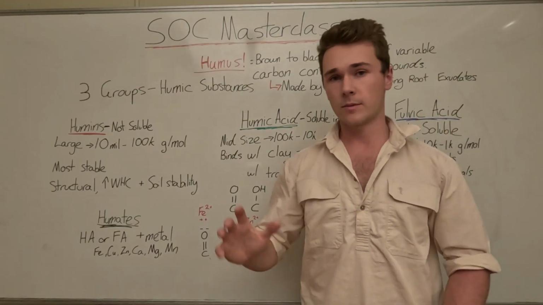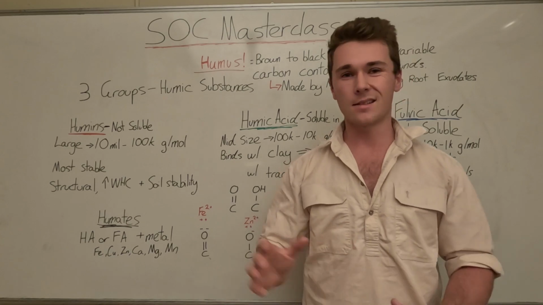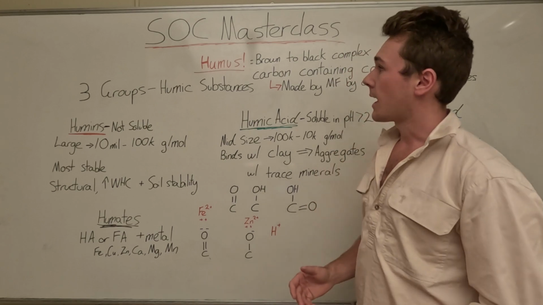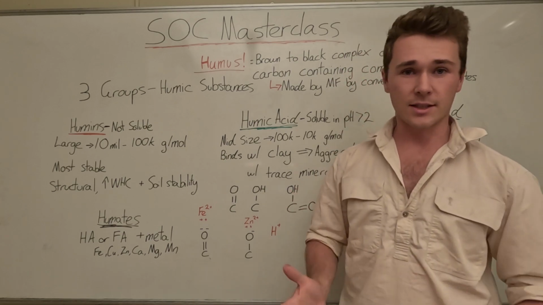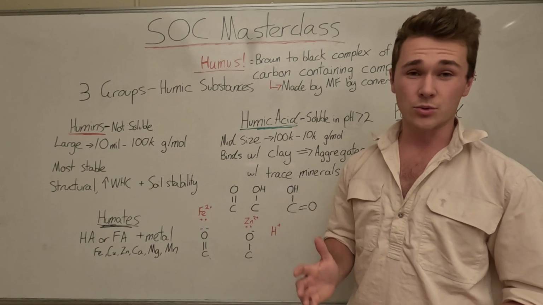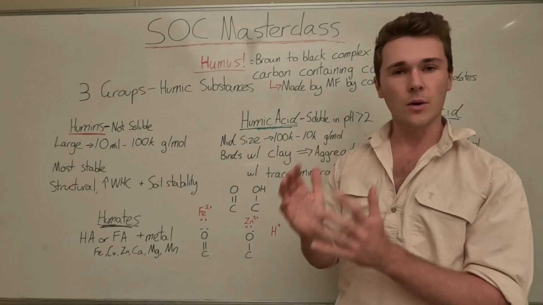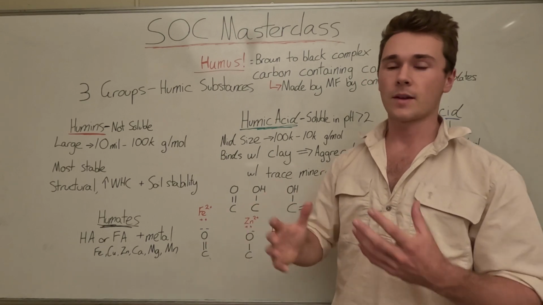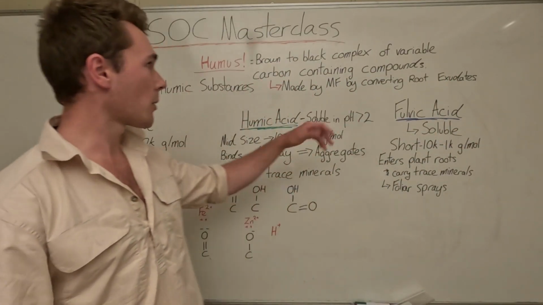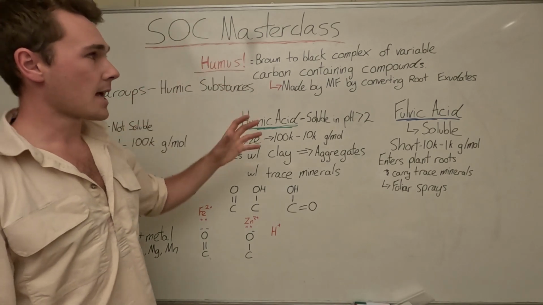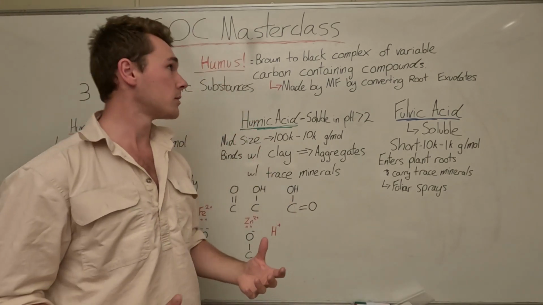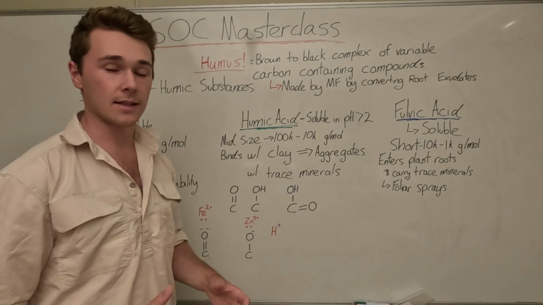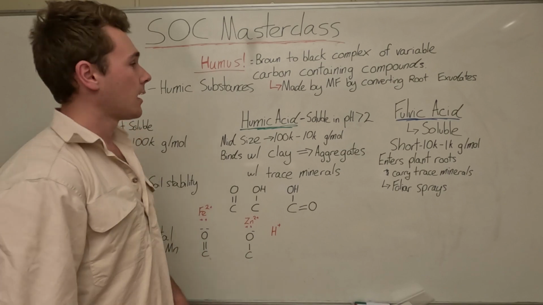So now onto humus. Humus makes up between 60 to 75% of the overall soil organic matter. And ultimately, it's very hard to know what humus actually is. It's very difficult to research because it's not a defined compound. It's a chain, it's a complex of different carbon-containing compounds. And that's exactly what we've got here. So it's a brown to black complex of variable carbon-containing compounds. It is very difficult to know actually what it is, and it's very difficult to study because of that.